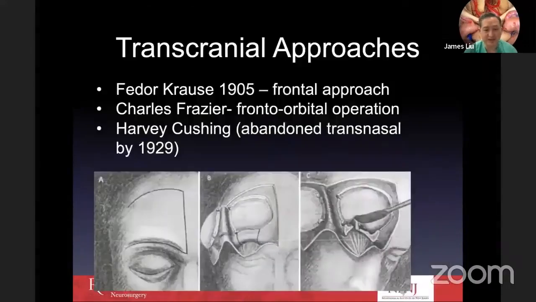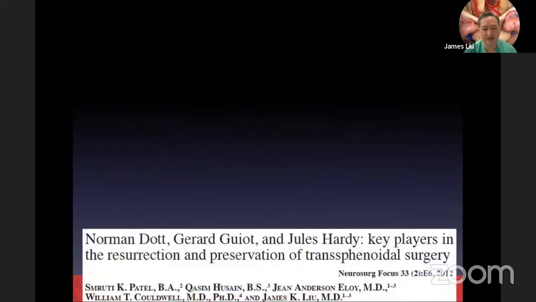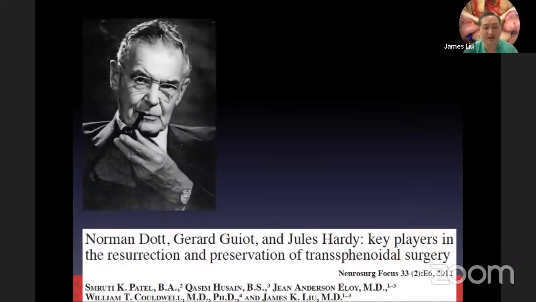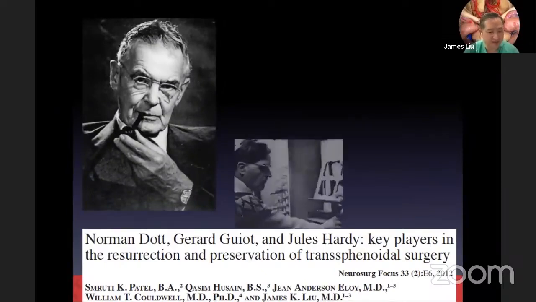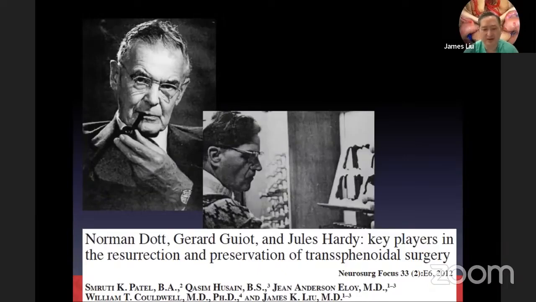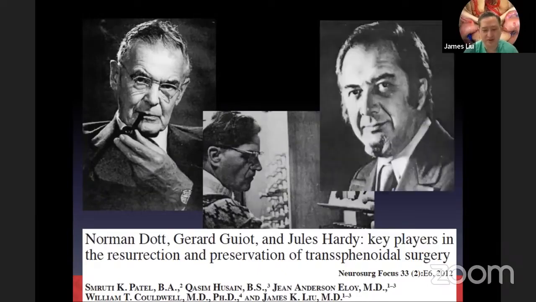Interestingly, he abandoned the transnasal approach by 1929 and used this frontal orbital type approach through a craniotomy to get to pituitary tumors. And Cushing at the time was the leader of American neurosurgery. So one would think that everybody would follow his trend and abandon transsphenoidal surgery. Luckily, he had a lineage of pupils, namely Norman Dott from Scotland, who continued to preserve the transsphenoidal technique, who then passed it on to Gérard Guillot of Paris, who then passed it on to Jules Hardy of Montreal. And these were the key players that continued to revive and resurrect and preserve the art of transsphenoidal surgery.